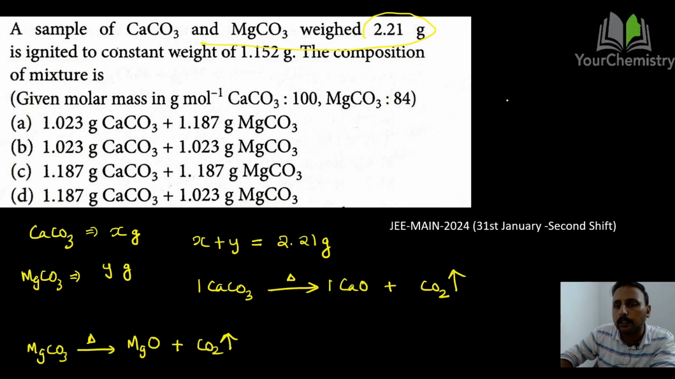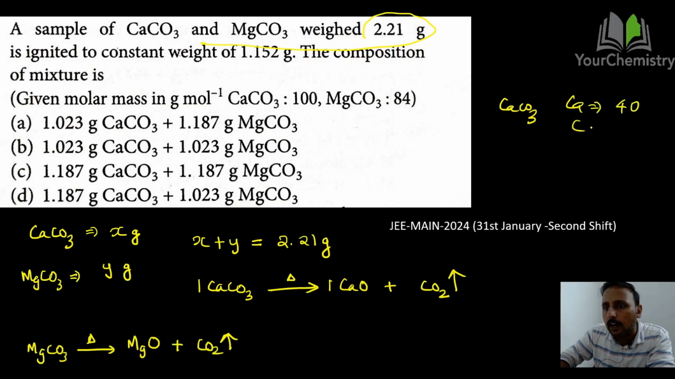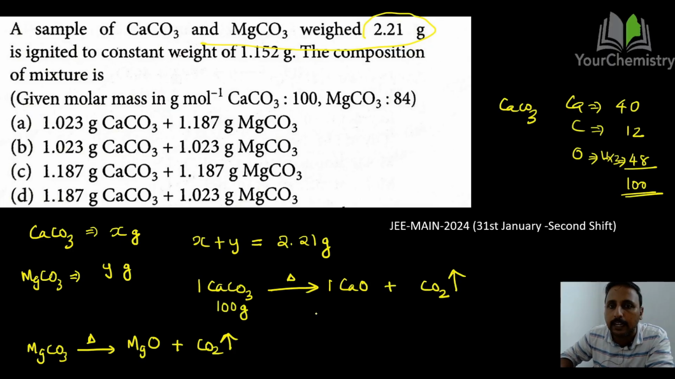So you know very well what is the molecular mass of 1 mole weight of calcium carbonate. How can we find out very easily? You only tell me, calcium is 40, carbon is 12, oxygen is 16 into 3, how much? 48. So if you add it, this will become 100. That means the weight of 1 mole is 100 grams of calcium carbonate.